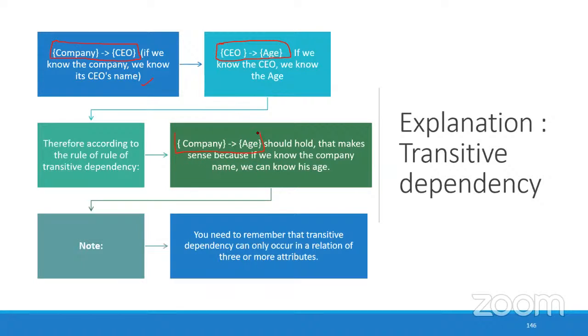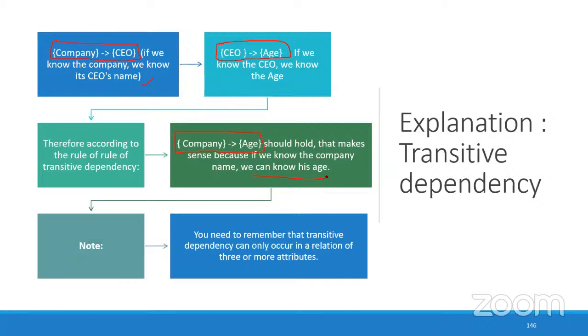So finally, this is the transitive dependency from the existing table. Okay, so it makes sense because if we know the company name, we know his age. Okay, so that is transitive dependency. I hope you understand clearly about transitive dependency, and you have to remember there is one rule.